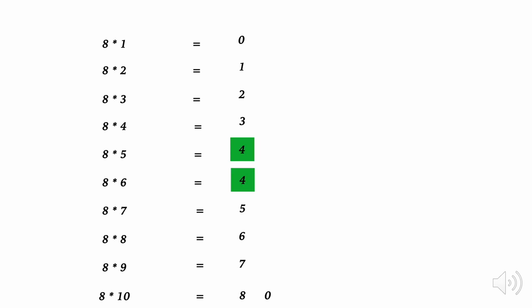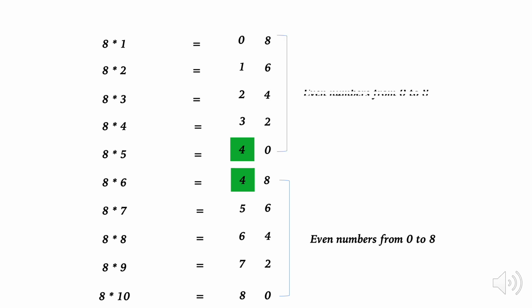Now let's look at what is in the ones place. Let's write even numbers from 0 to 8. The sequence is 2 sets of even numbers from 0 to 8.